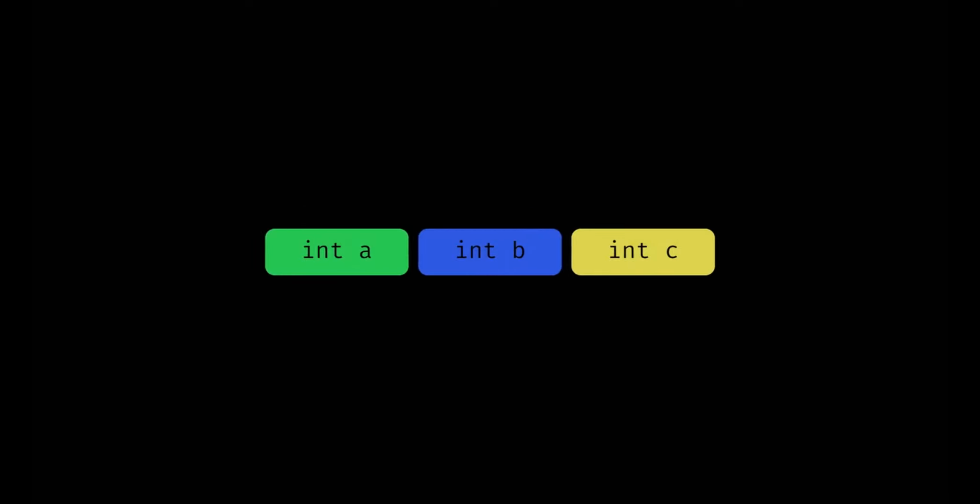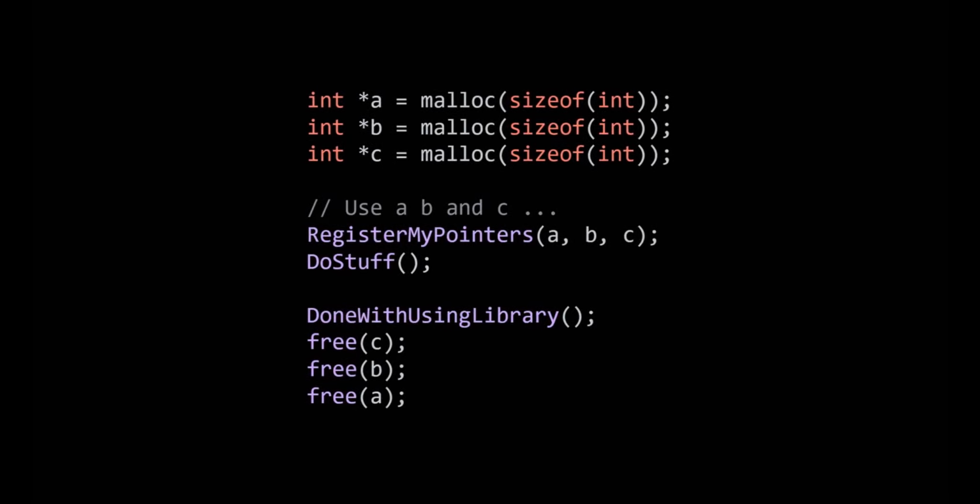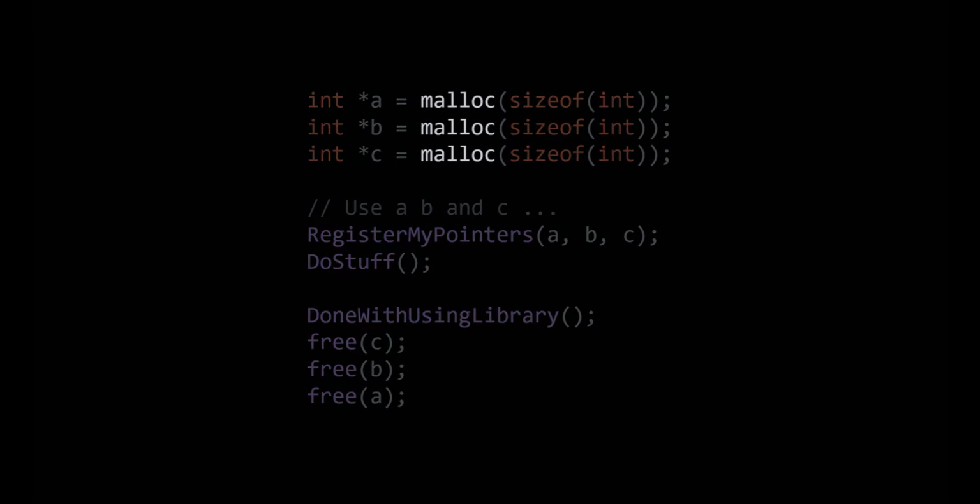We're using a library here that wants access to 3 separate integers at all times until we call done with using library. With the malloc API, we malloc each of these separately and store them as pointers. Then, when we are done using them, we can free them separately.